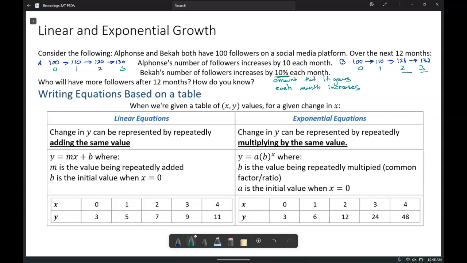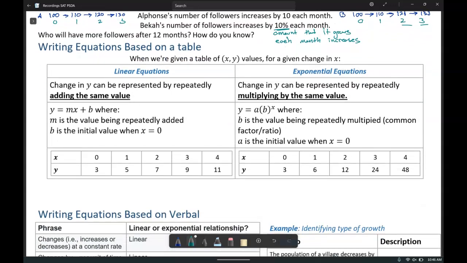So we refer to these as linear and exponential growth. Alphonse is a linear growth, while Becca is an exponential growth. So given any table of x and y, we can look at the change over time and identify whether it's linear or exponential. Change in y can be represented by repeatedly adding the same value over and over and over. We call this a common difference. Now the common difference is actually going to be the same as the slope. That will be the slope value. And so when we find that we have a common difference from term to term, that gives us our slope.